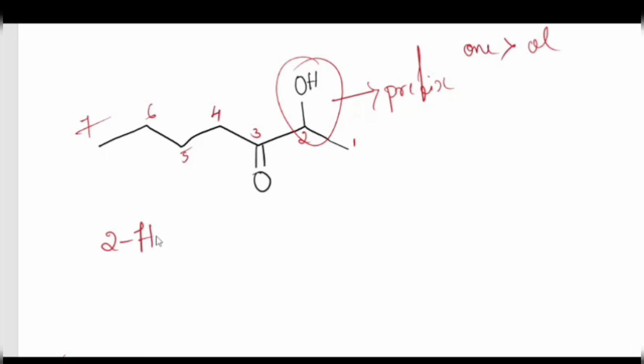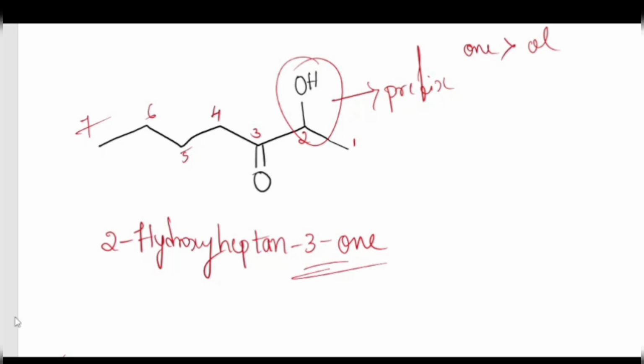Hydroxy, 2-hydroxy, and then what is the root word for this? This is hept, and carbon-carbon single bonds are there, so here we use ANE. Then at the third position there is an oxo group. Here elision of E has to take place, so heptan-3, and what is the secondary suffix for ketone? That is ONE. This is the IUPAC nomenclature: 2-hydroxyheptan-3-one. Like this we have to name.